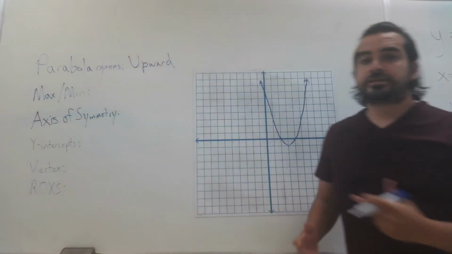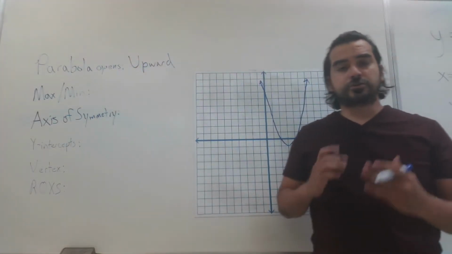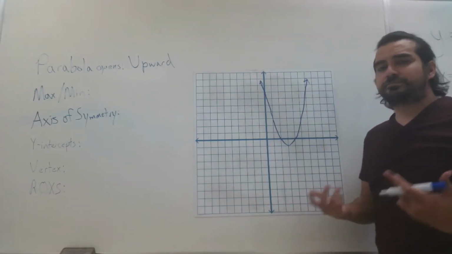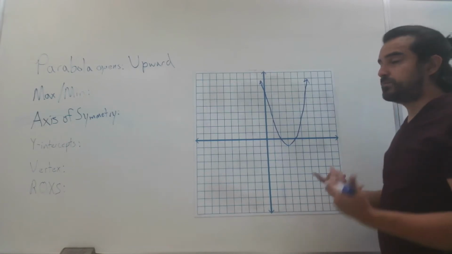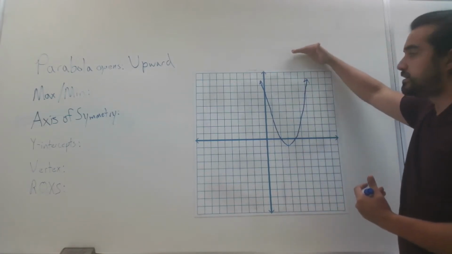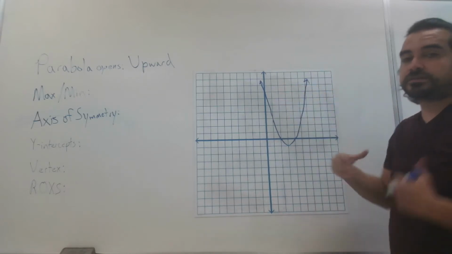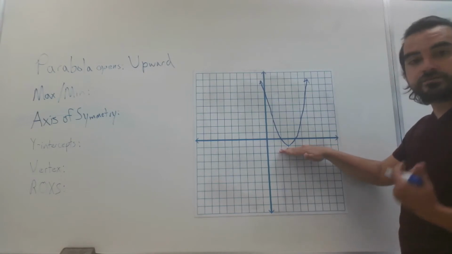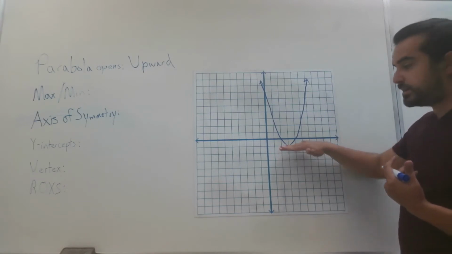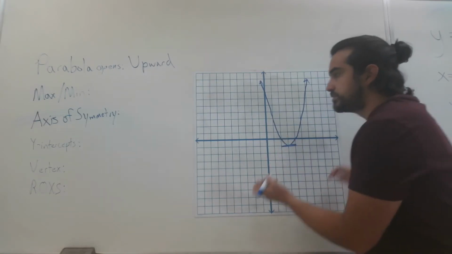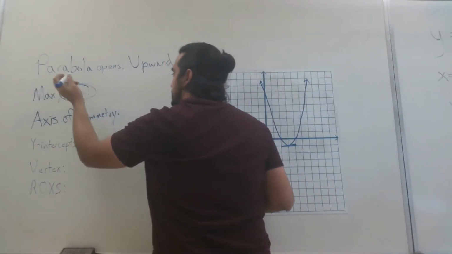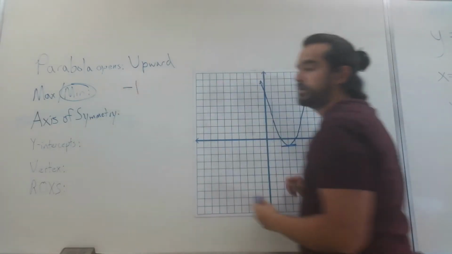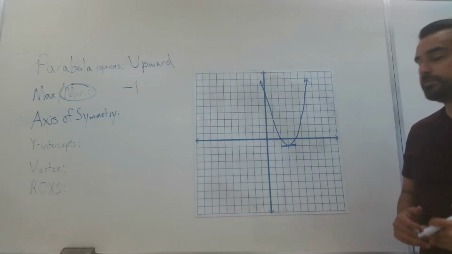Now, second thing, since it opens upward, as you can see, does this one have a maximum or a minimum? Remember, a maximum is up here, and if we see it continues going, that means it's going to go all the way into infinity. Now, we see at the bottom, it has a little curve, and this is going to be a minimum. So we're going to say it has a minimum of -1. So -1 would be the minimum.